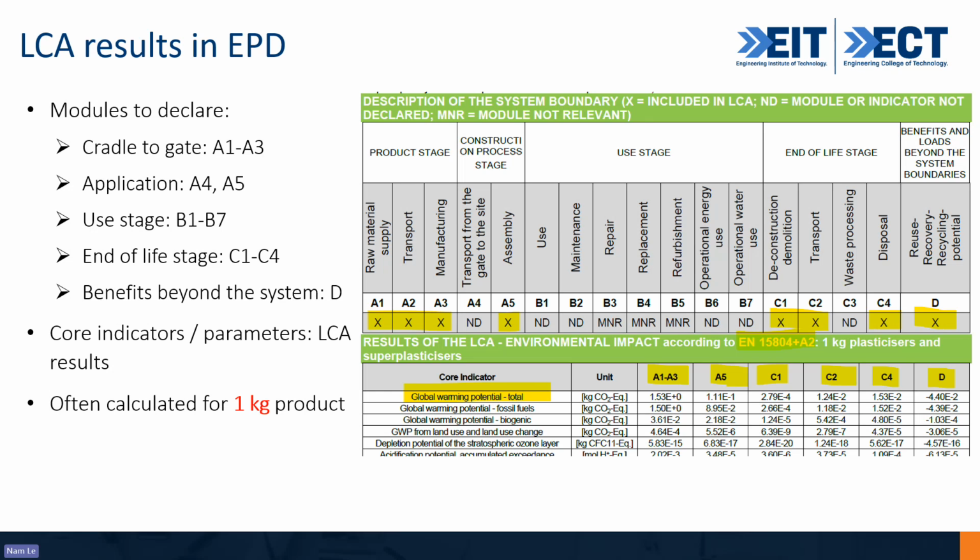Okay, and what contents do we have in the EPDs, or in other words, how are the LCA results reflected in the EPD? If you see the screen here, I just have a screenshot of one table inside the EPD. In this document, you can see we have different stages. And the most important thing of a product is the product stage.